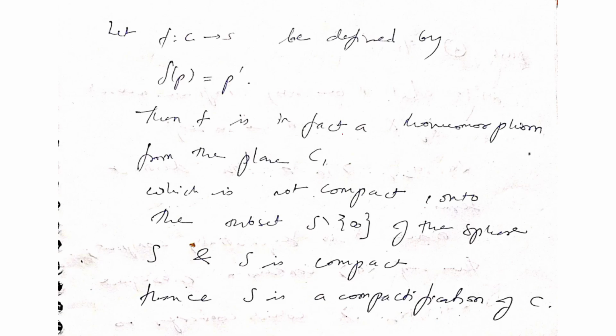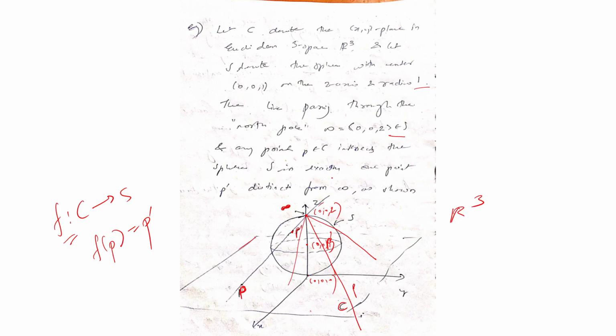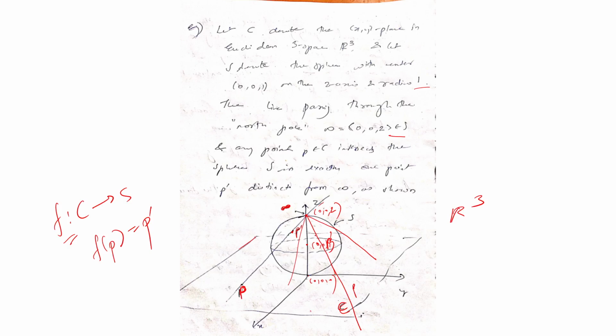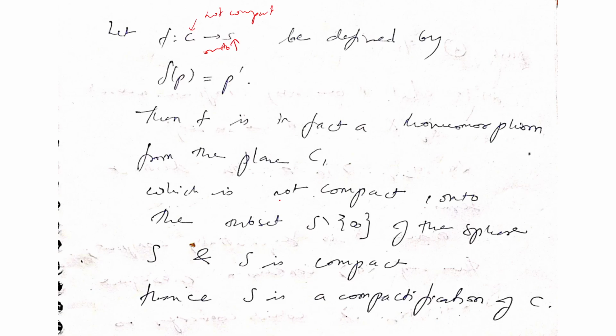Now F is in fact a homeomorphism from this plane C, which is not compact. Is C compact? No, C is not compact, because it is not bounded. So F is from C, which is not compact, onto what? Onto the subset S minus infinity of the sphere. So this is mapping to S minus infinity, meaning we are excluding this point, infinity, of the sphere. And S is compact.